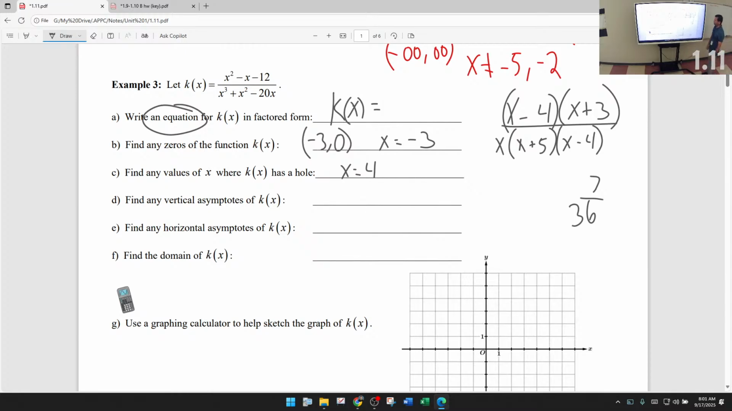Find any vertical asymptotes. There's 2 of them. 0, -5. Find any horizontal asymptotes. Degree on top is, and sometimes on those guys, I'll go back here. Sometimes it's better to look at that here than it is over here. The degree on top is less, Bobo. Bigger on bottom, 0. Y equals 0. Horizontals are Y's, verticals are X's.